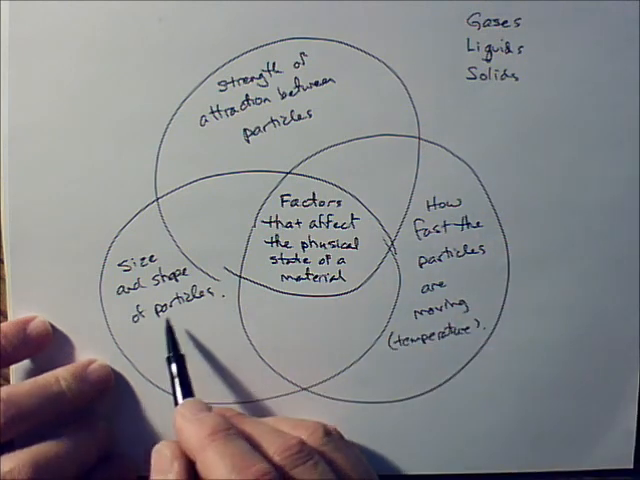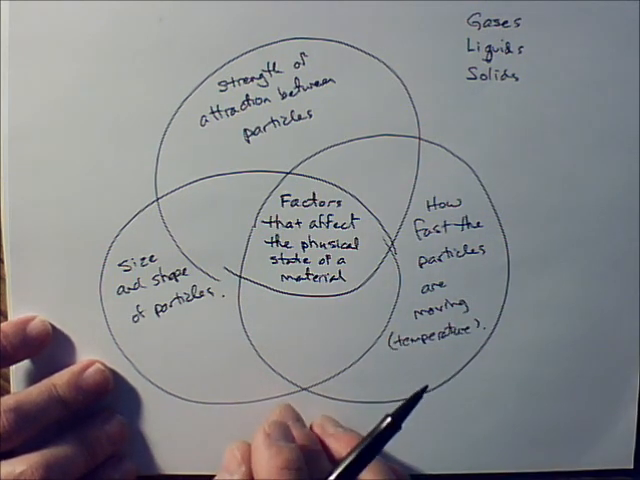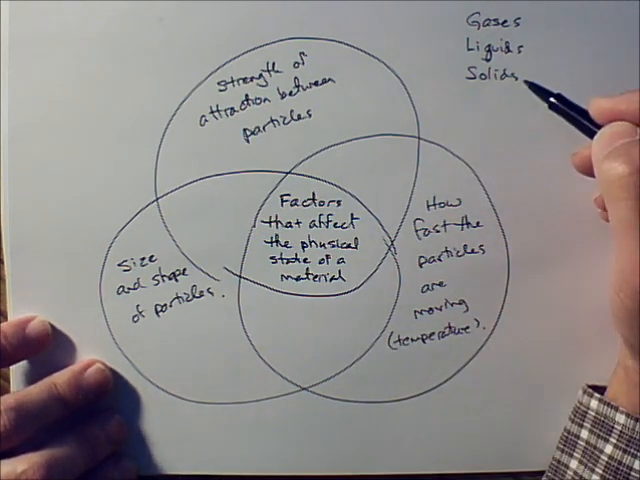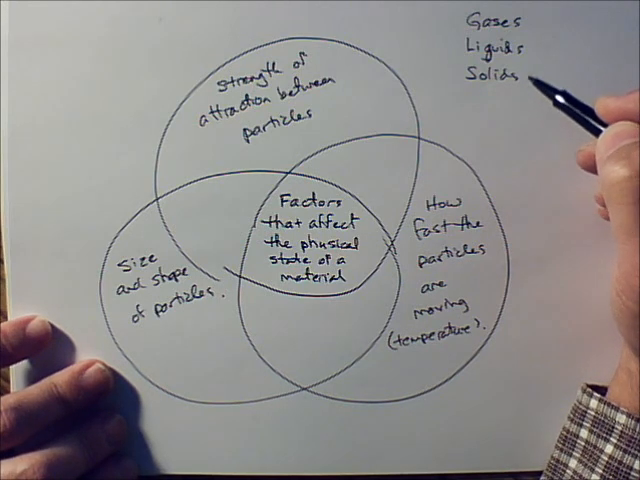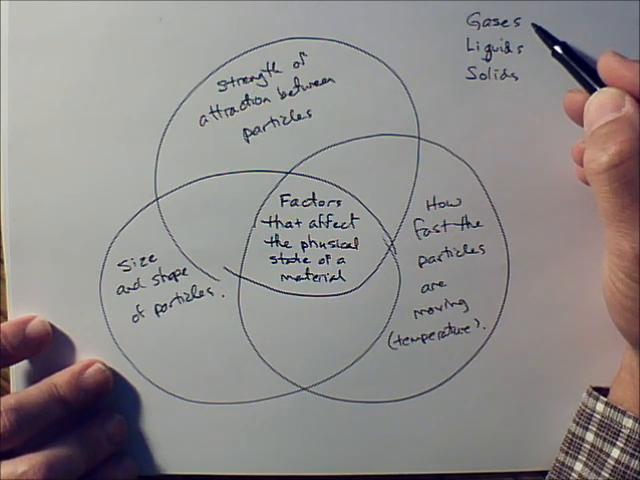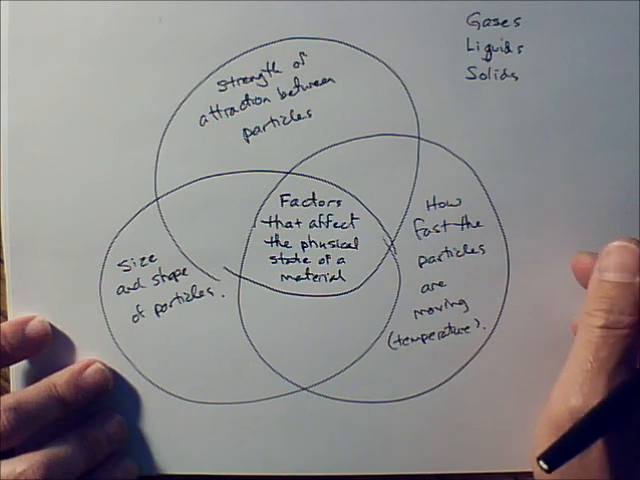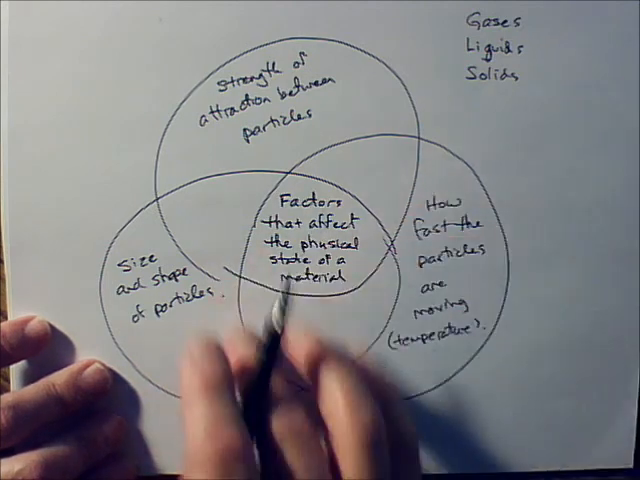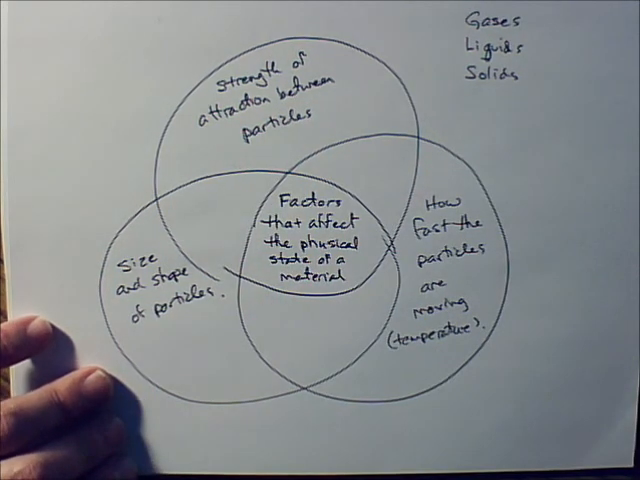Okay? Size and shape of the particles. The larger the particles, the more likely they are to be solids. The smaller the particles, the more likely they are to be gases. Oh, yeah, that makes sense. Does that make some sense? All of those have an effect on what the physical state of a material is.